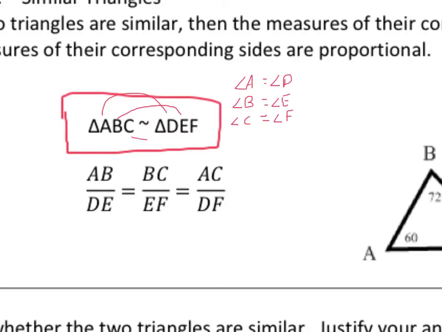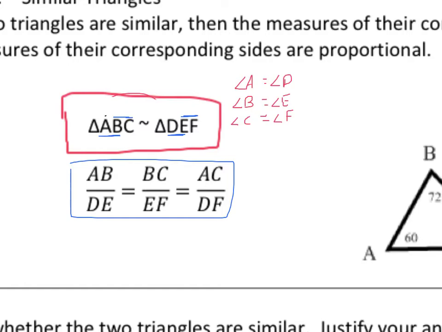Now the sides, however, are not equal in length. The sides are proportional, and that's where this comes from. So we can state, by this, we can take from this statement that side AB matches up with side DE, and side BC matches up with side EF. And then lastly, the side AC is similar to the side DF.